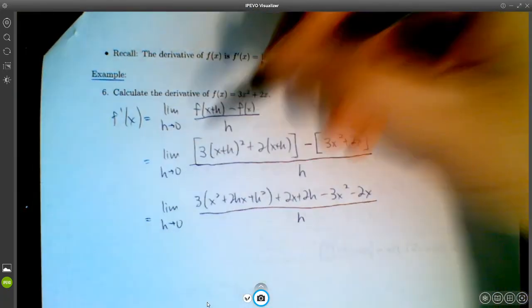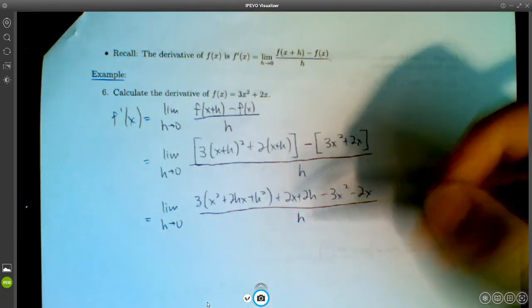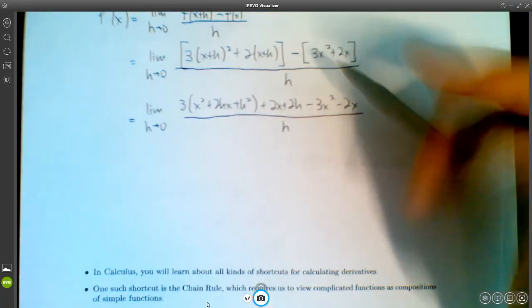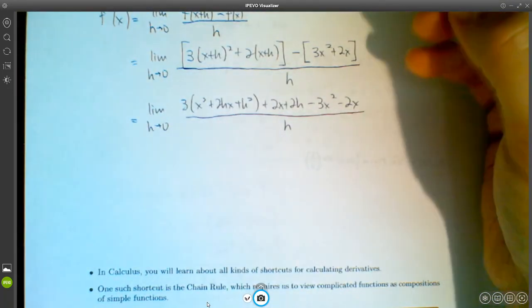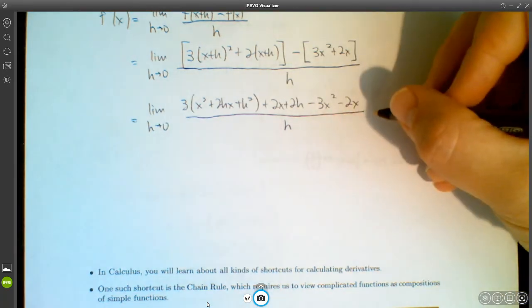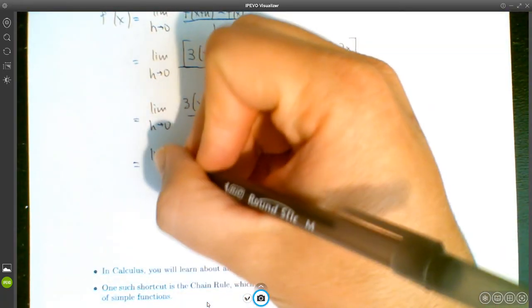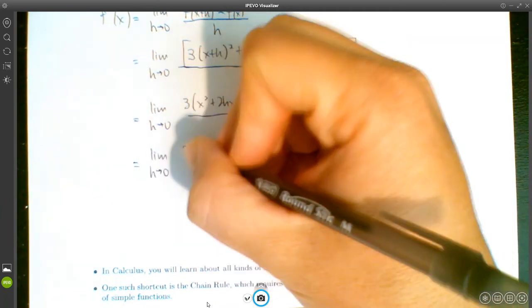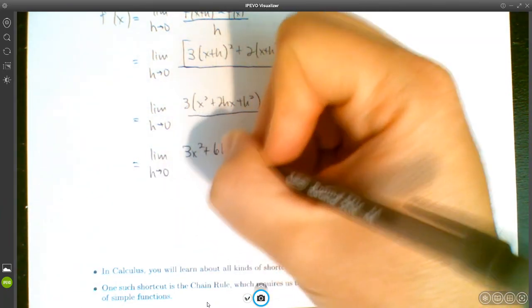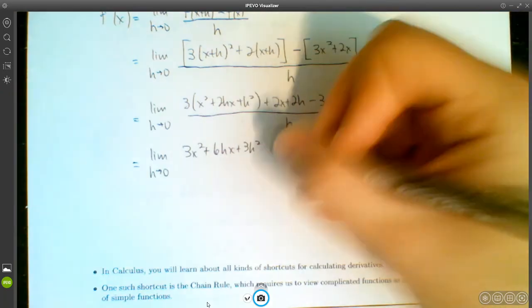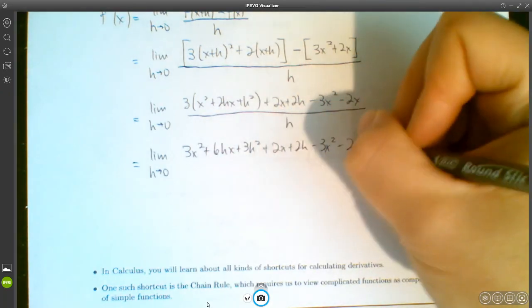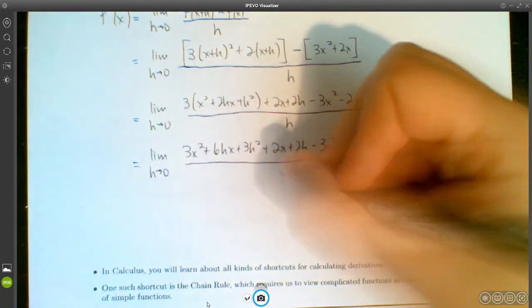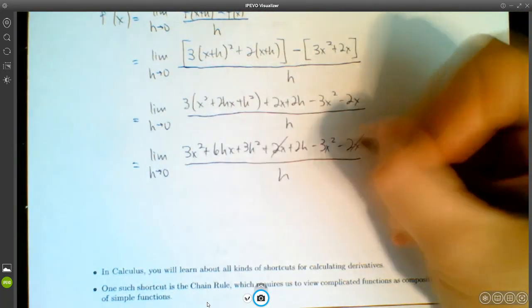Remember, our goal is we want to be able to plug in 0 for h. The problem is if we do that right now, we're going to get a 0 in the denominator and it's going to be undefined. So we need to cancel this h off in the denominator somehow. I think we'll be able to do that once we cancel some things. So we've got the limit as h approaches 0 of 3x squared plus 6hx plus 3h squared plus 2x plus 2h minus 3x squared minus 2x, all over h. And now we get to cancel a bunch of stuff.